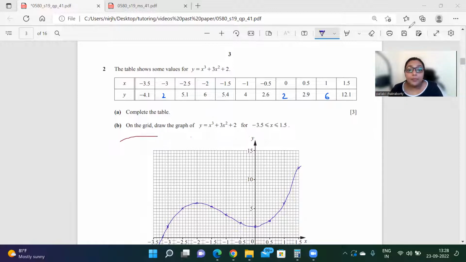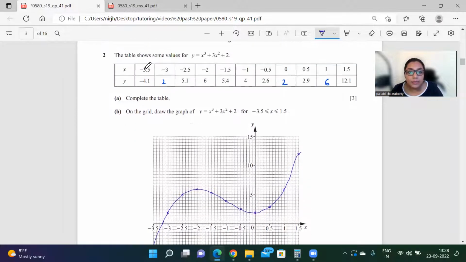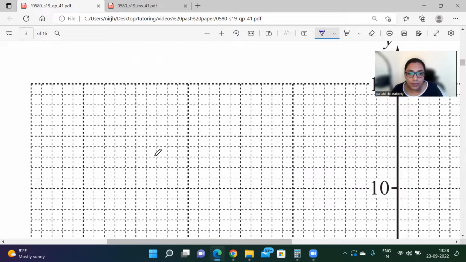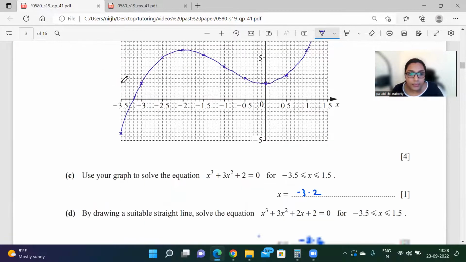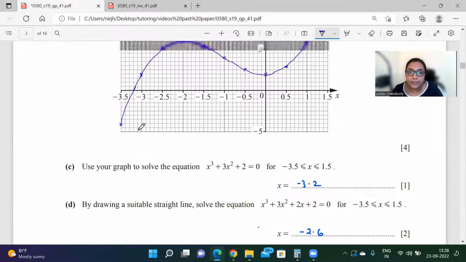Now, we have to draw on the grid as well. So how do we do that? This is pretty simple. You just have to mark the points. I'll show you 1 or 2 points and that's how you make the curve. So if you look at this, the first point was minus 3.5 and minus 4.1. So how have I done that? x is minus 3.5 and our y value is minus 4.1. So this is roughly the value. So this is our first point.